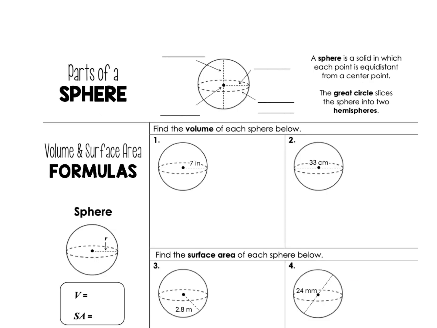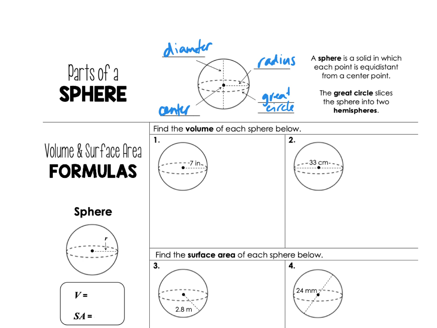Okay, parts of a sphere. We have the diameter. We have the center. We have the radius. And then the circumference is called the great circle. So the equator of Earth is called a great circle. Okay? So this is the great circle. If they're asking for great circle, they're asking for circumference. Just know it's the same formula.